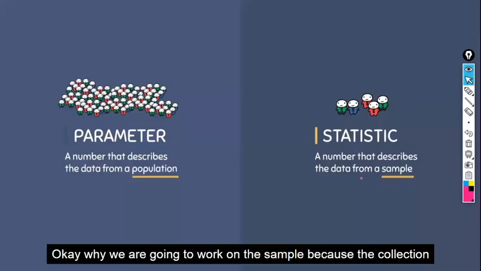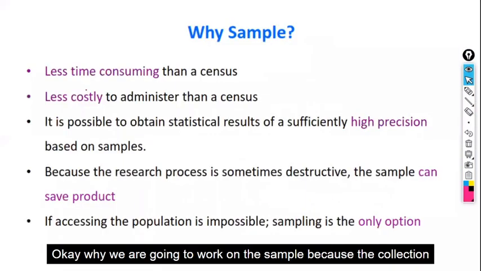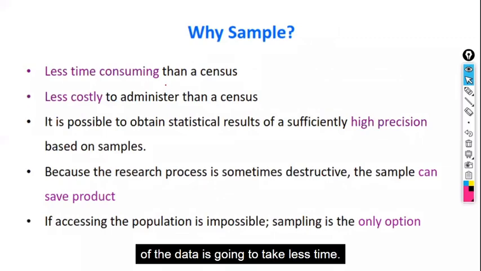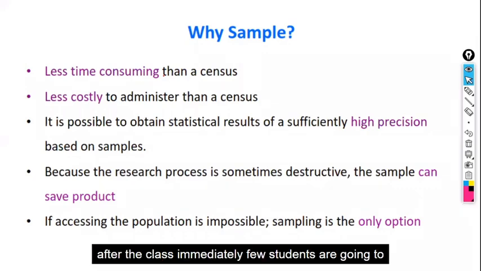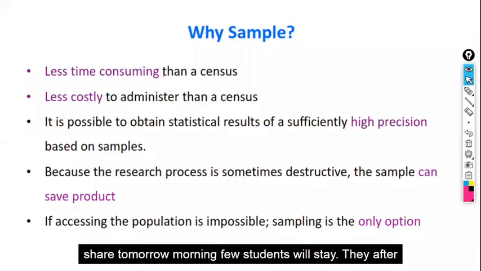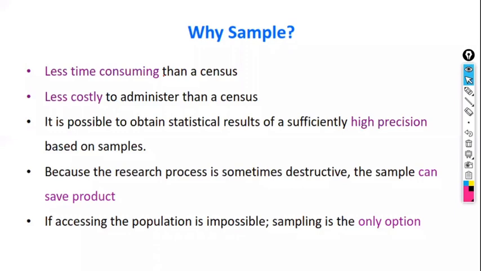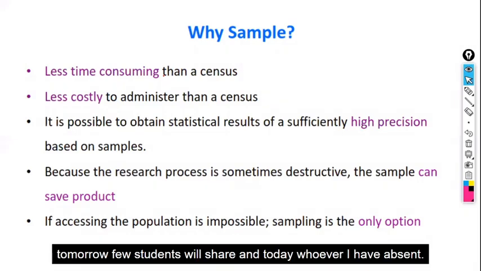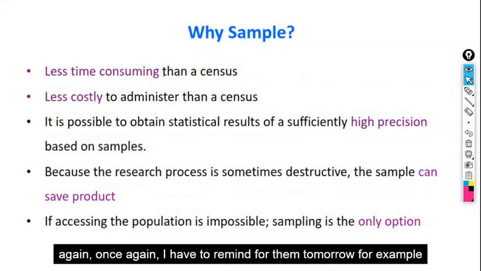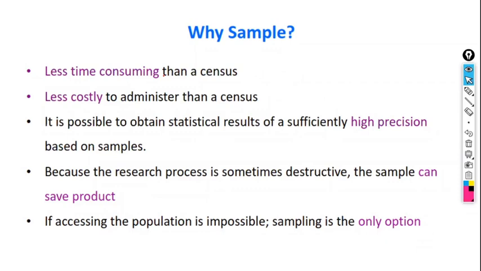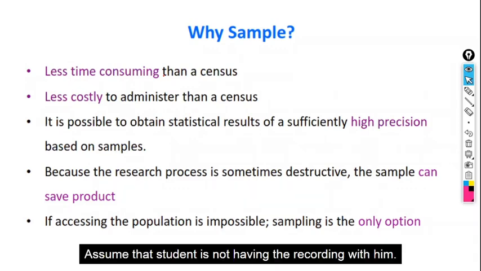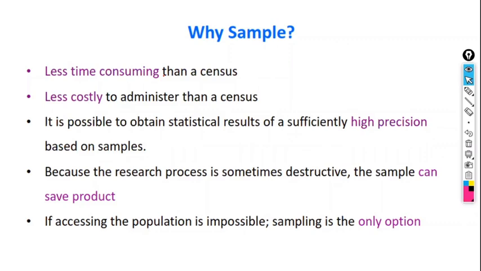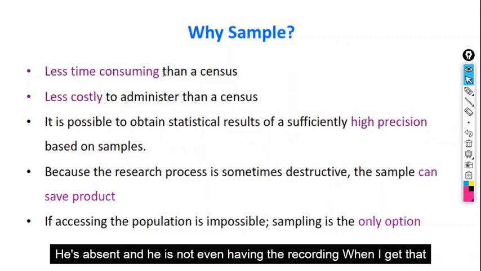Why are we going to work on the sample? Because the collection of the data is going to take less time. For example, if I ask you to share your feedback after the class, immediately a few students are going to share. Tomorrow morning, a few students will share. Day after tomorrow, a few students will share. And whoever is absent today, I have to remind them tomorrow. For example, assume that one student is absent today and tomorrow also. Assume that student is not having the recording with him. He is absent and not even having the recording. When will I get that feedback?